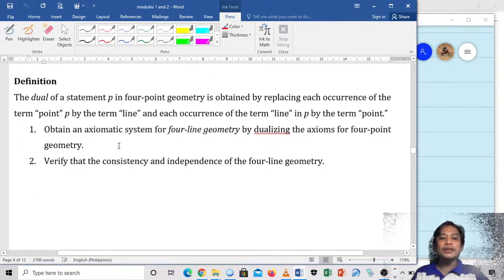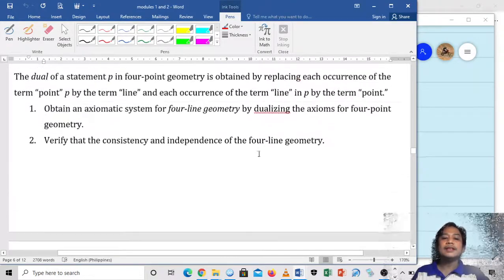So for your learning task, please go back to the statements of the 4-point geometry and then make the axioms of the 4-line geometry by dualizing the axioms of the 4-point geometry. Next, you would have to verify the consistency and independence of the 4-line geometry in the same manner that we have proven the consistency and independence of the 4-point geometry. That would be all for now.